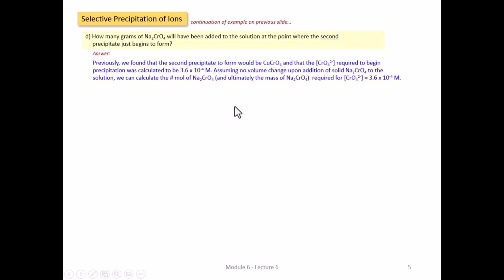Well, previously, of course, we found that the second precipitate to form would be copper chromate, and that the chromate concentration required to begin precipitation was calculated to be 3.6 times 10 to the minus 4 molar. Now, assuming no volume change when we add the solid sodium chromate to the solution, which is a good assumption, we can calculate the number of moles of sodium chromate and ultimately its mass required to get the chromate ion concentration to 3.6 times 10 to the minus 4.